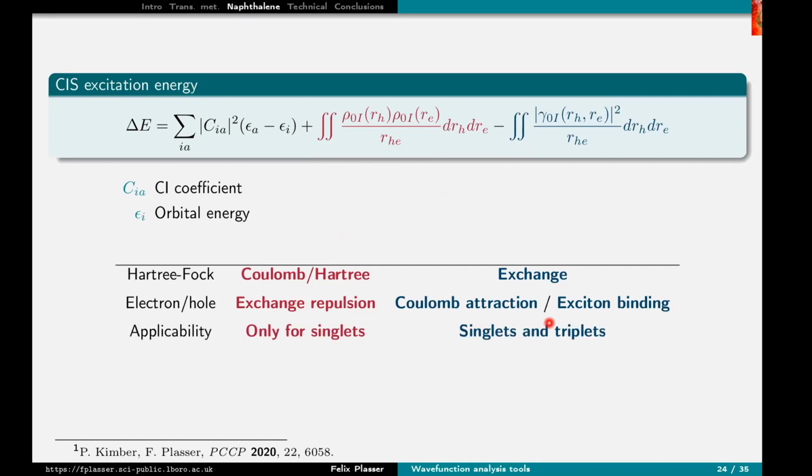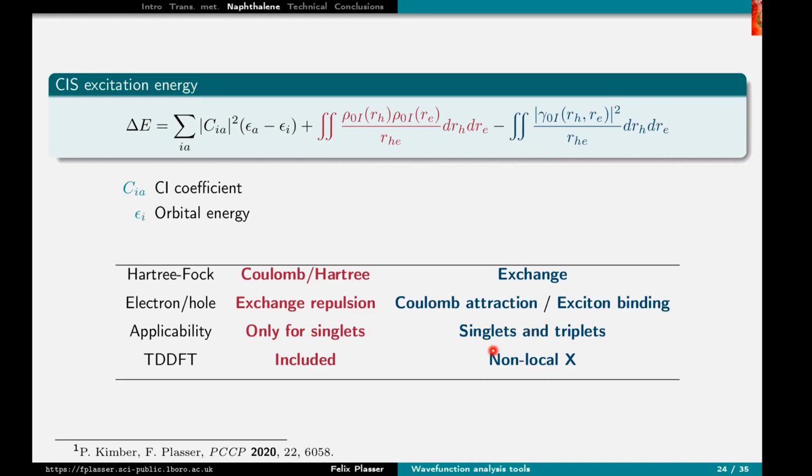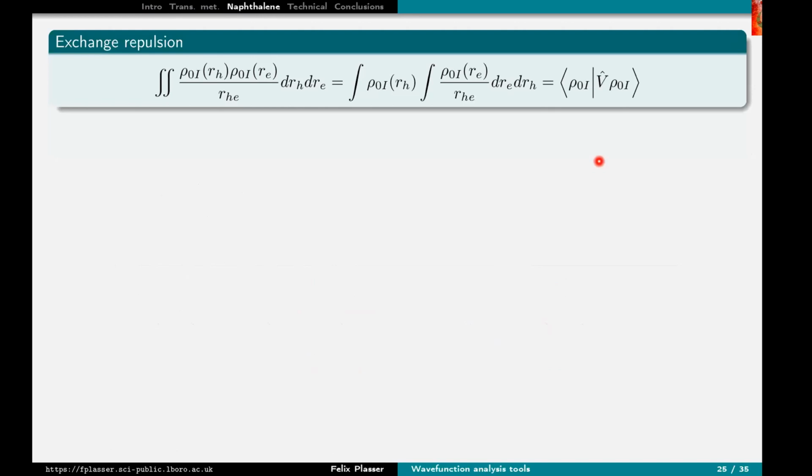And then you could think about this one is only for singlets. This one is for singlets and triplets. And this one is in the DFT. And this one is the non-local exchange bit. So yeah, I'll hurry up. But let's say, just to understand this first term, that transition density self-repulsion, we separate this.